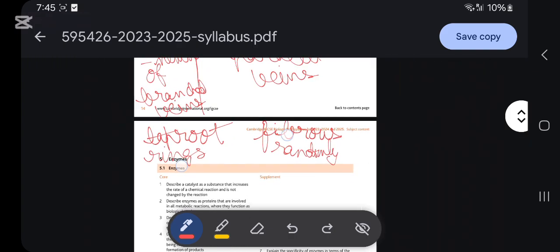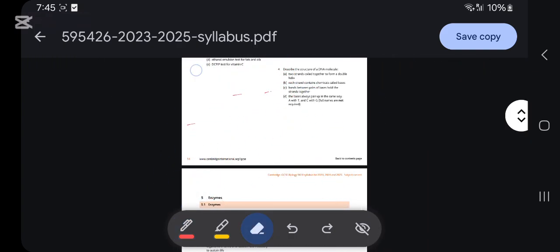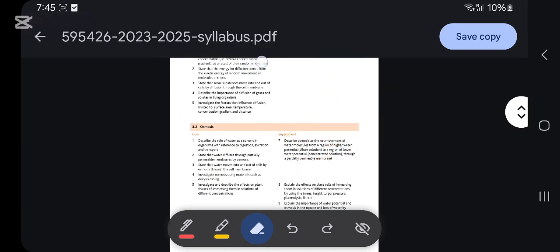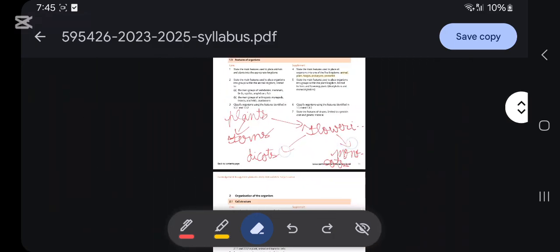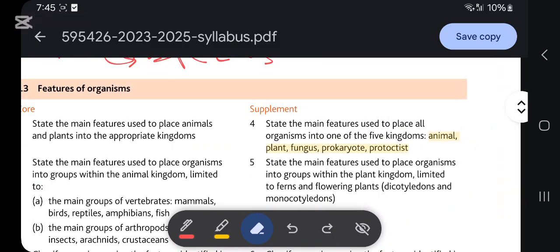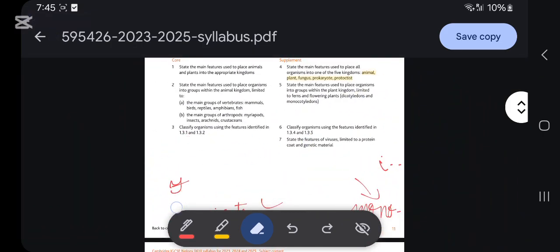Then yeah, I think that's all about it. Now let's move on to the next part. Now we have dealt with animals, we have dealt with plants. Now the next one we will be dealing with is fungus. Let's deal with fungus now.